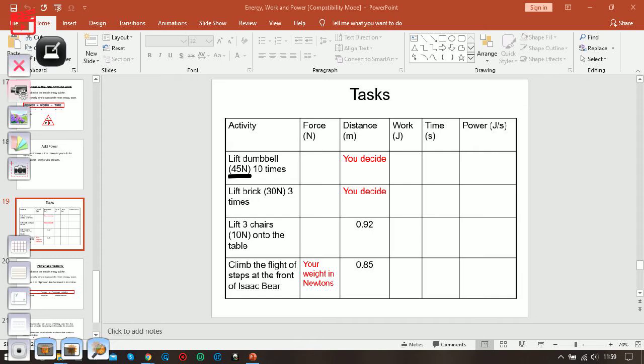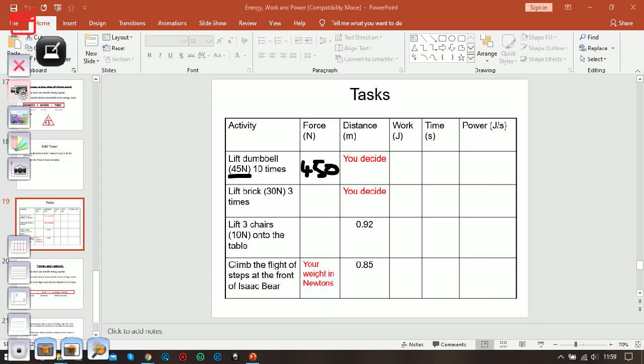Okay, we lift it 10 times. So how much force is required to lift that 10 times? Well, if it's 45 newtons each time you lift it, and you do it 10 times, that's 450. So that's what I put in there, right? Second one, same idea. The brick is only 30 newtons and we only lifted 3 times. So I'm not going to do that for you, but it's the same idea as the first one, right? If you know how much it weighs and you know how many times you're doing it, that's the force altogether.